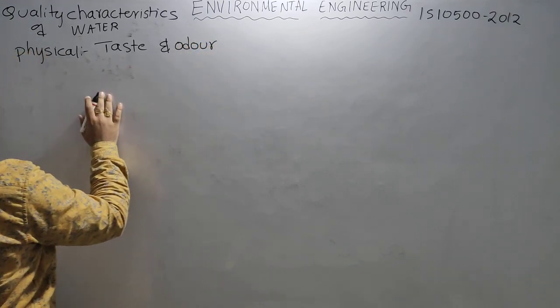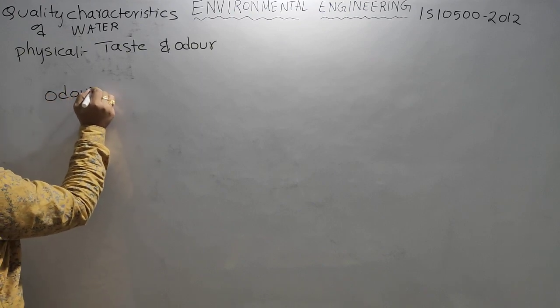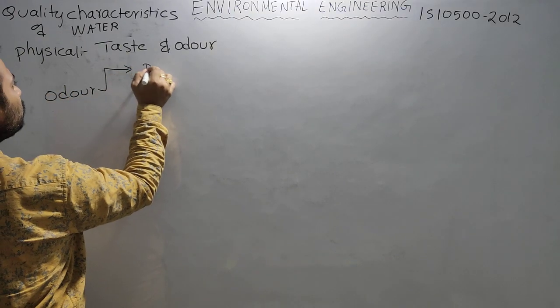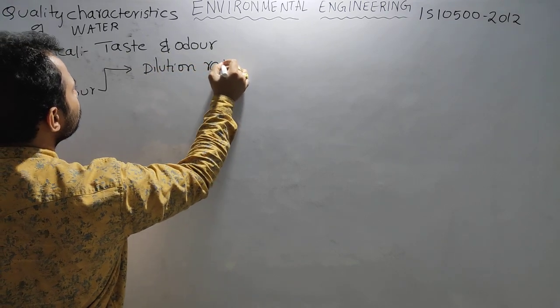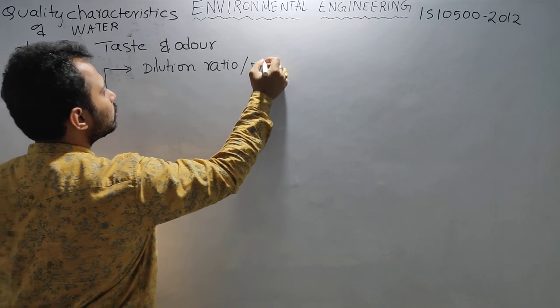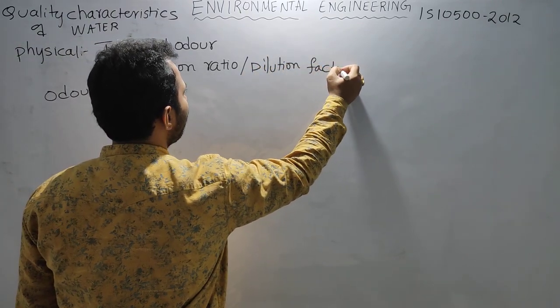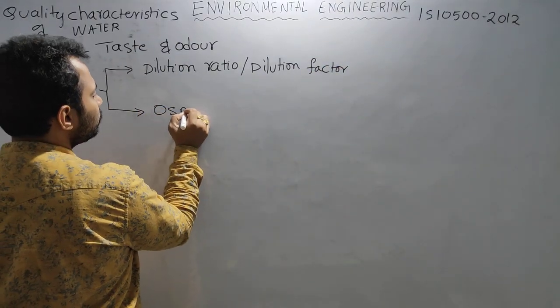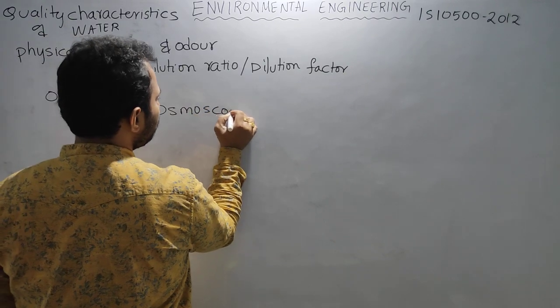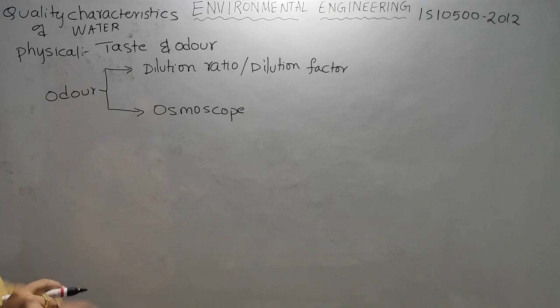Taste and odor, generally we use two things. For odor, we use either dilution ratio or dilution factor. Or there is another way of finding odor, which is using an osmoscope. This is an equipment which will measure the odor of the water. So two things we can do. Let us first read about the osmoscope.